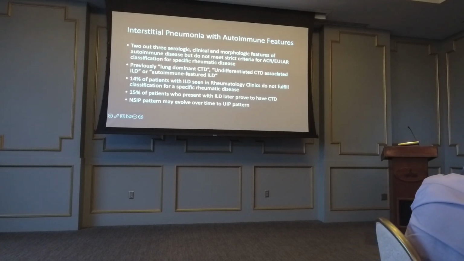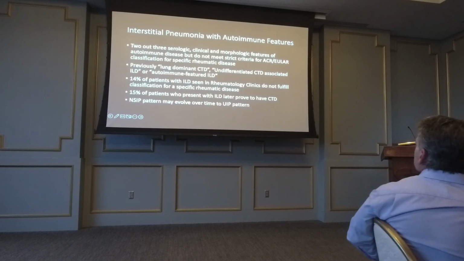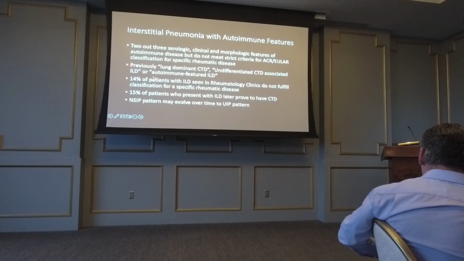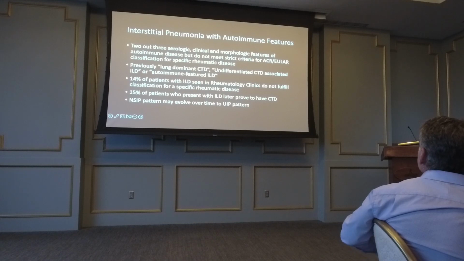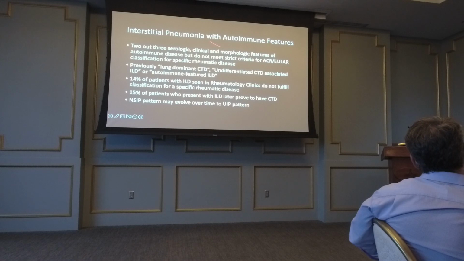There's a lot of names that have been used for this: lung-dominant connective tissue disease, undifferentiated connective tissue disease. And this is probably what you'll see the most often as a use. But it gets a little long when you add associated ILD, autoimmune feature ILD. And in the rheumatologic literature that I've seen, they still kind of look at this as, no, this is kind of a research term or whatever, but I think this is really the catch-all term.